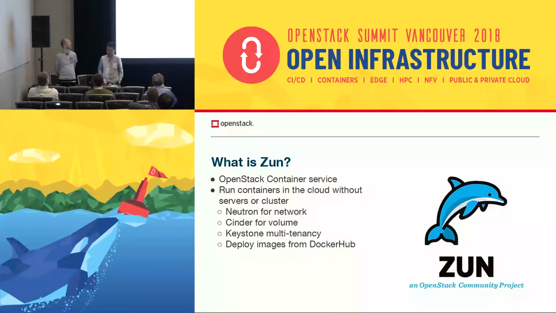First, a brief introduction of this project and what Zun is. Zun, by definition, is an OpenStack container service. It provides APIs for you to run containers in an OpenStack cloud without creating any servers or clusters. In Zun, a container is just like a VM, so you can use the APIs to get containers, and it connects to Neutron, and it can attach Cinder volumes, and each container belongs to a Keystone tenant, so you have Keystone multi-tenancy.